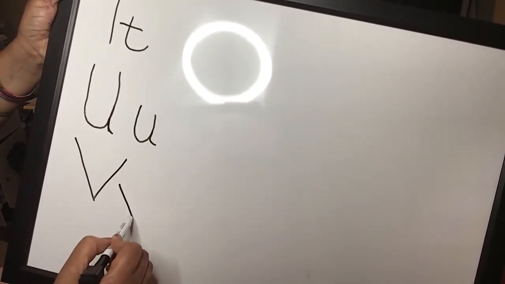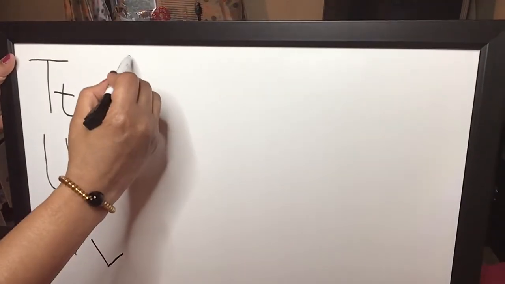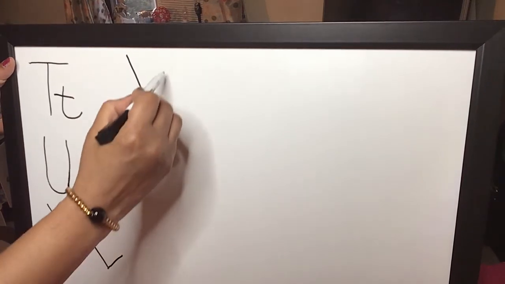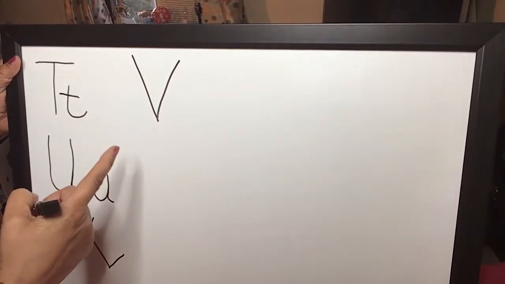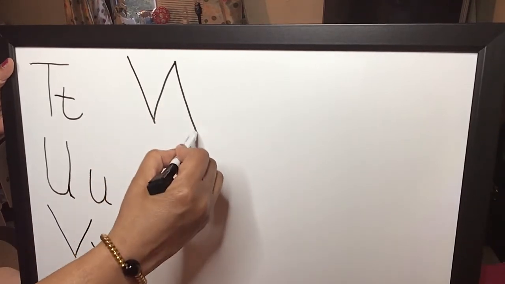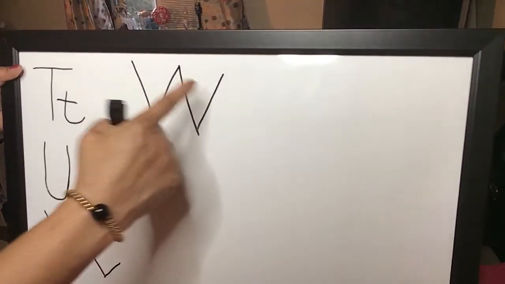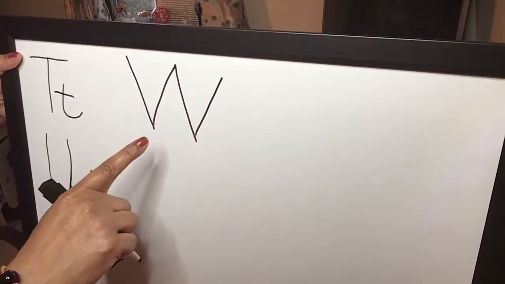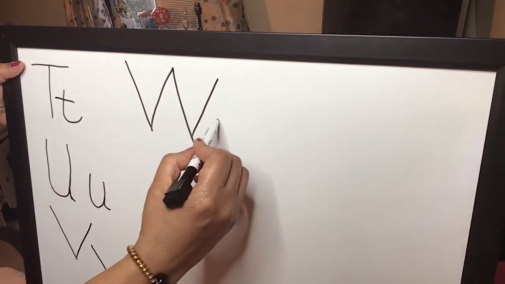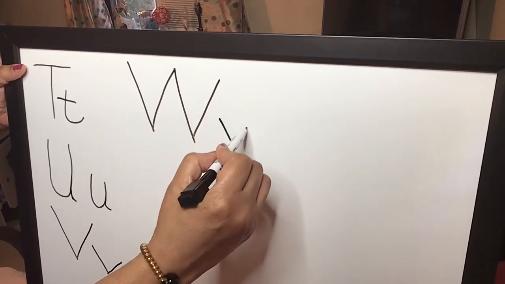Next we have V. Big V. You take two tall sticks, that way, that way. And for the little V, it is the same thing. Small stick, that way. Next, we have W. It's like you're making a V, then you go like this. So you put two V's together to make a W. And this is little W.